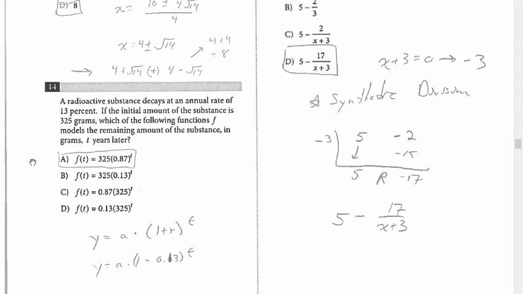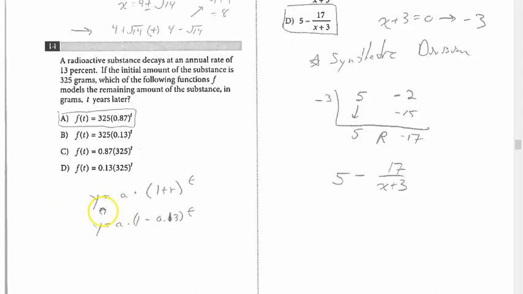Number 14: a radioactive substance decays at an annual rate of 13%. If the initial amount of the substance is 325 grams, which of the following functions models the remaining amount of the substance in grams t years later? Alright, we did this back in Algebra 1. I know I have an equation similar to this. I called it y, and here they called it f of t, meaning a function of t.